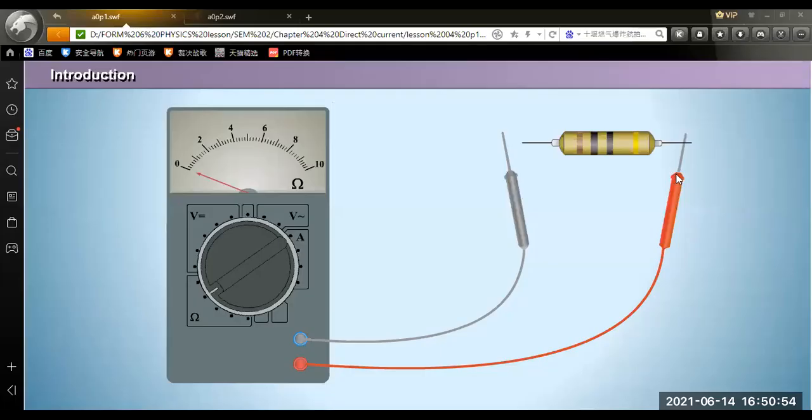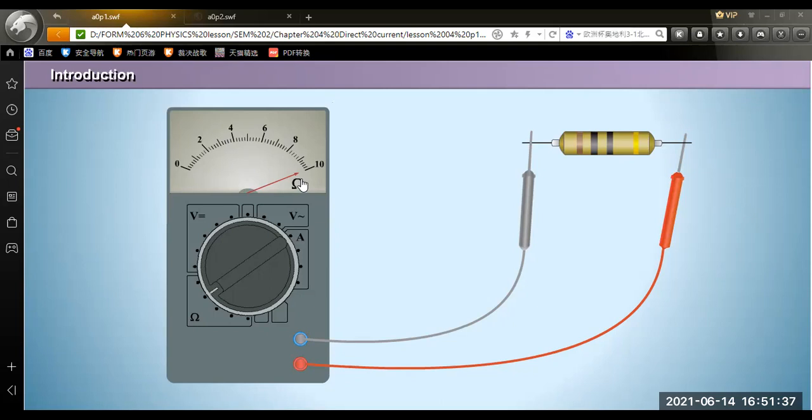Ladies and gentlemen, let's look at the slide. The slide shows a multimeter. The multimeter is adjusted to the scale of the ohms. This means that this multimeter is ready to measure the resistance of a resistor. We switch on and touch the two terminals of the multimeter through the resistor. We found that the resistance shows full scale of the reading.